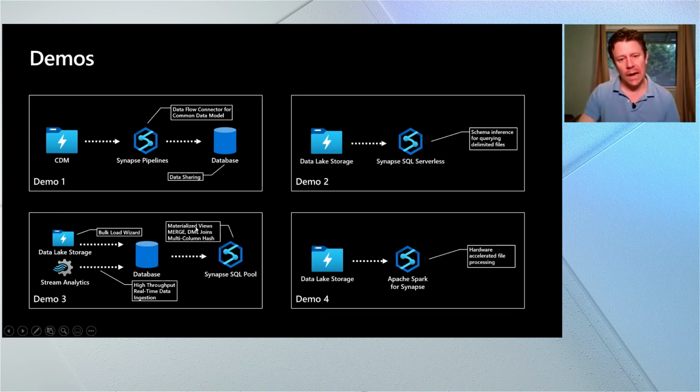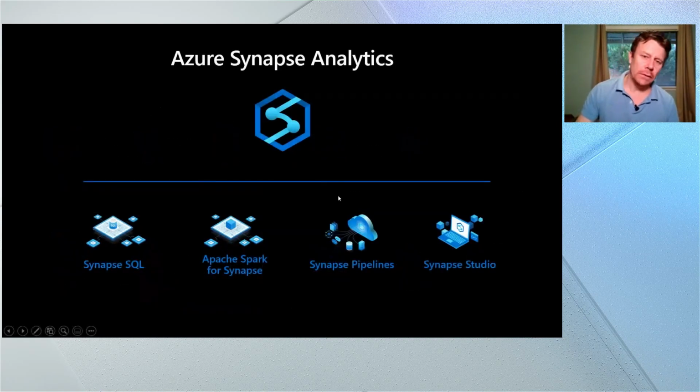We showed merge, updates and deletes, and joins in updates and deletes as well. And we showed the multi-column hashing as well in the table definition. And then finally, we showed the hardware accelerated file parsing for FPGA. Like I said, not there yet, but something that we're working on soon. So let's wrap this up.